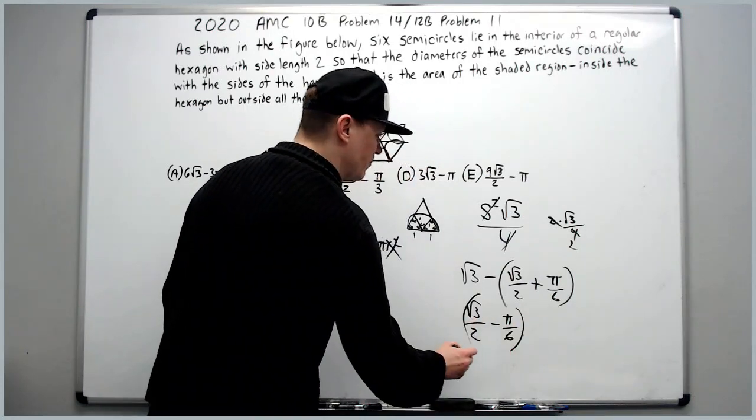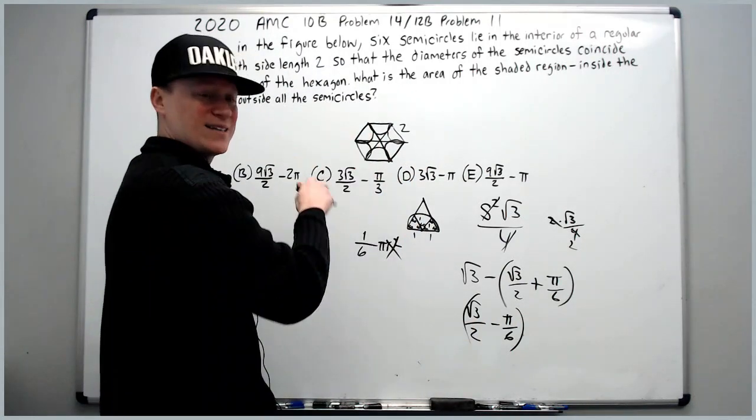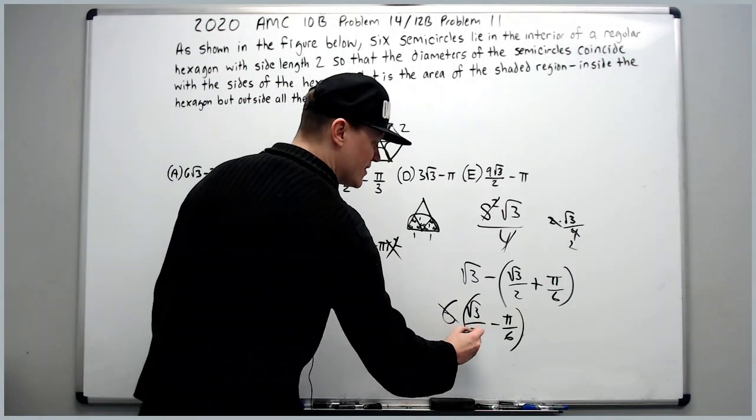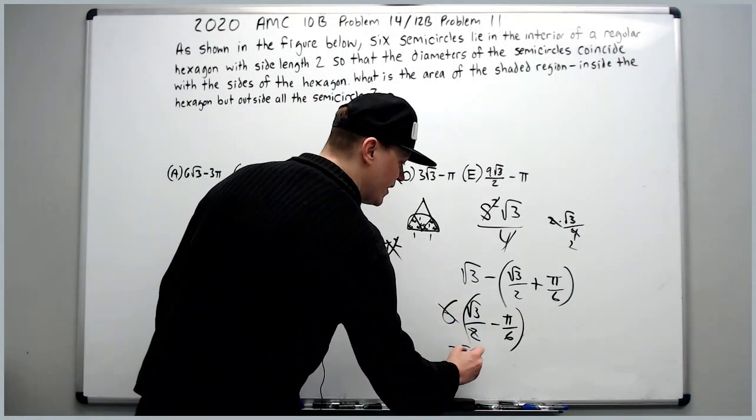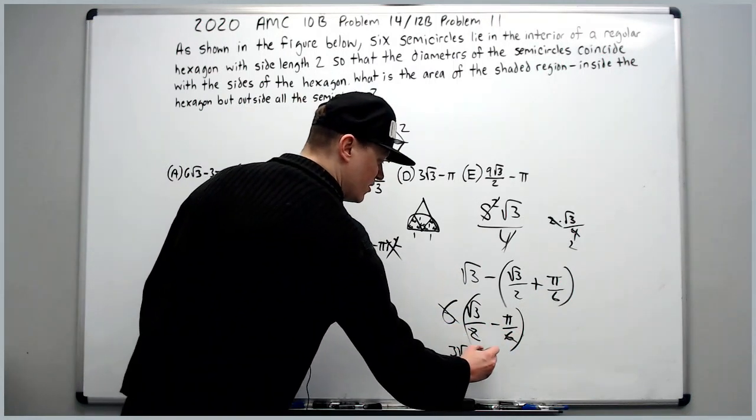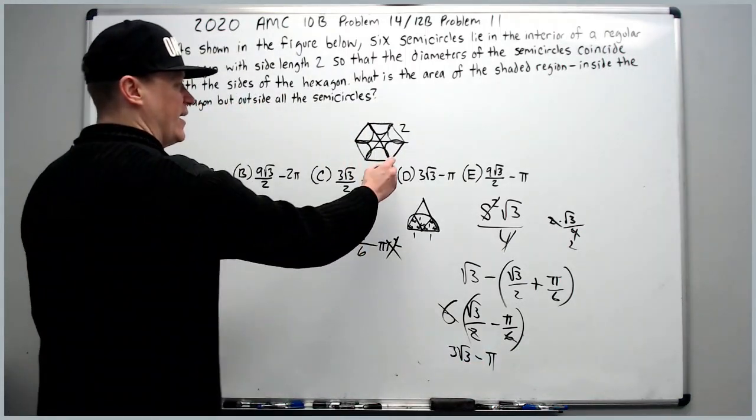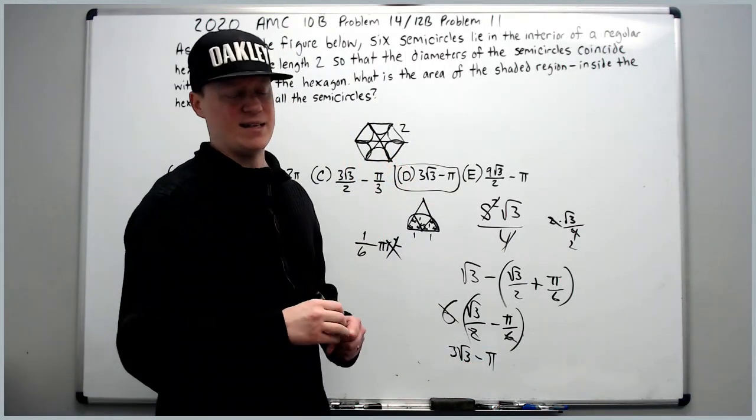And then that's only one of the triangles. We've got 6. We're going to multiply. This gives 3 root 3, and the 6's cancel here also, minus pi. That is answer choice D.